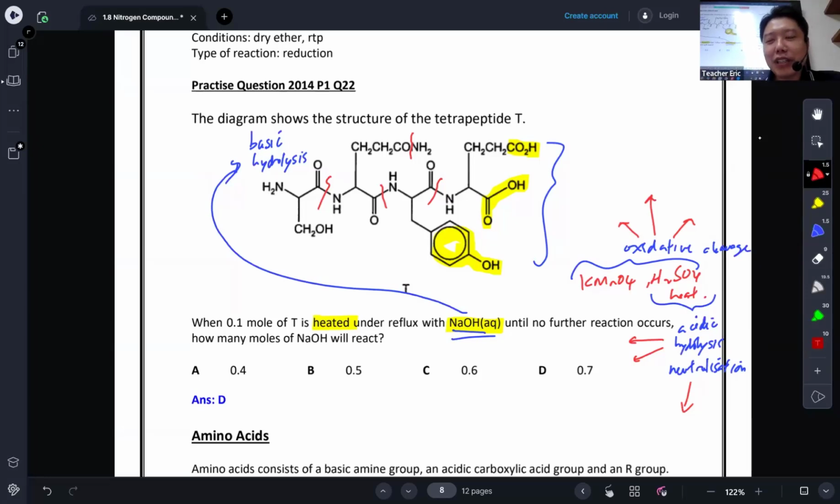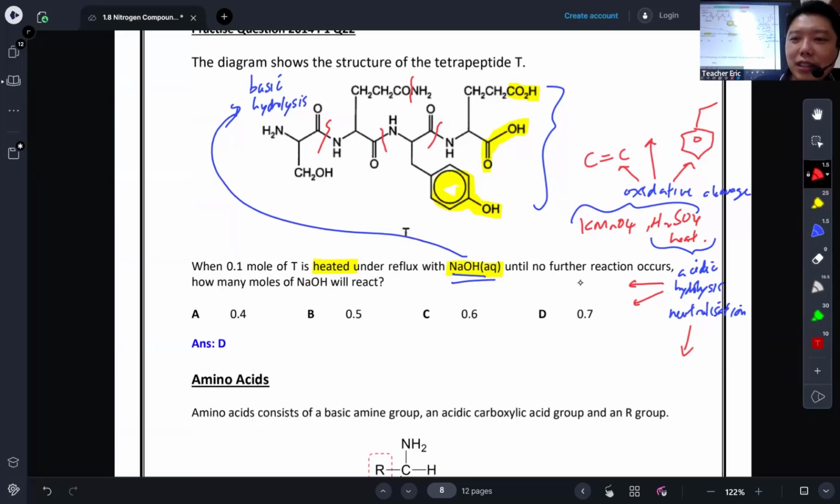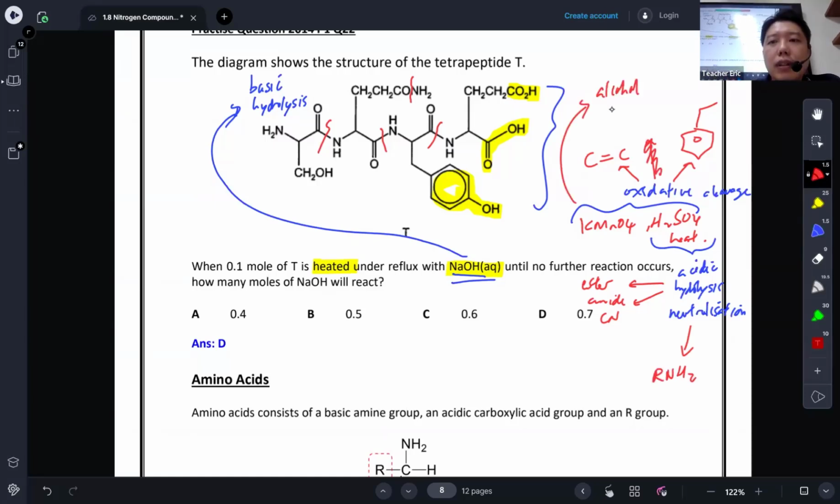Okay, oxidative cleavage, I can split it up into three groups off the top of my head. You can have cleavage of C=C double bond, yes. You can also have side chain oxidation of the benzene ring. What else? Acidic hydrolysis, same thing here as the amide and nitrile. Neutralization, we only have amine, carbonyls.